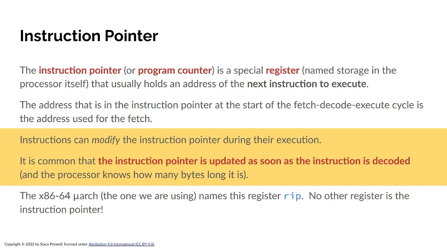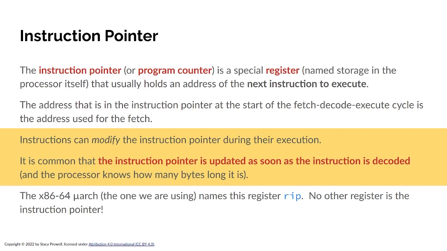So for example, if I go to location 1000 and load an instruction and it's 3 bytes long, then I can update the instruction pointer to point to 1003, which is the likely address of the next instruction. Again, a jump can change that, but that's the likely address. And that's in fact what most processors do. All modern processors, I'll say it that way, work that way.